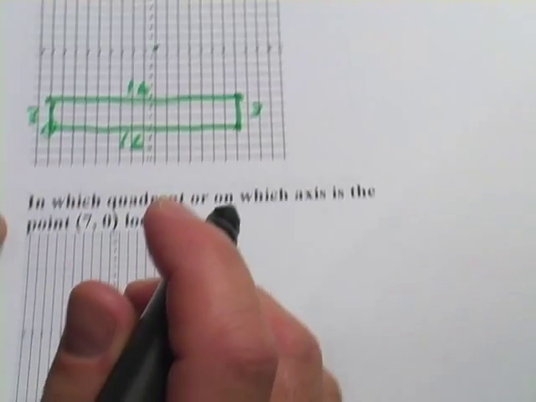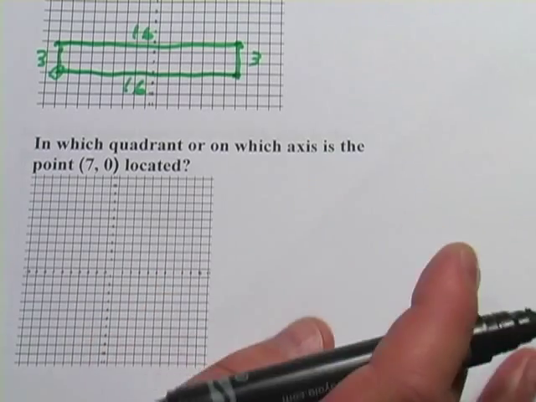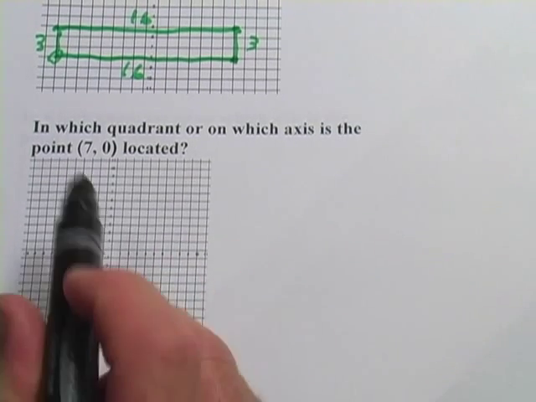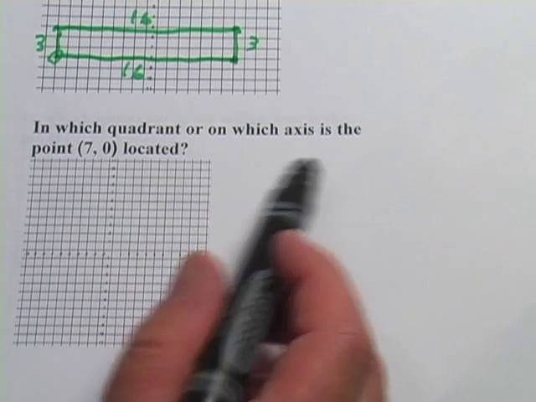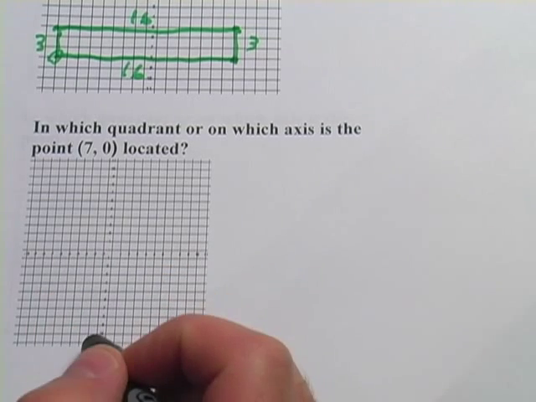Let's try one more. This one says, in which quadrant or on which axis is the point (7, 0) located?